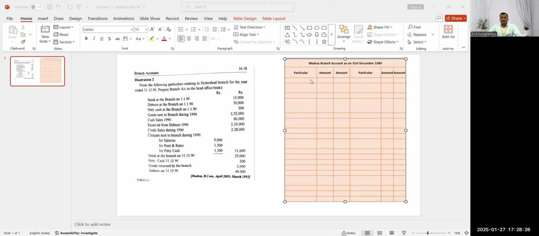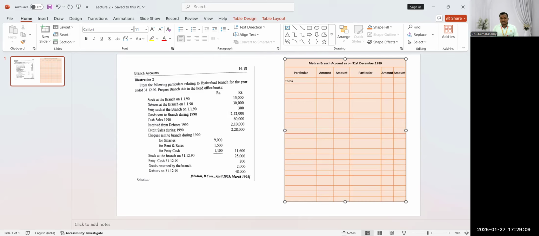Now we can take the debit side. What are the items that should be entered in the debit side? The first item entered in the debit side is opening stock. How will you enter opening stock here in the debit side? Opening stock is entered under the heading of 'To balance b/d'. So 'To balance b/d' is a heading under which we are going to give the list one by one. That means opening debtors, opening stock, and petty cash. These items come under the heading of balance b/d. First, we can type the balance b/d in the debit side.